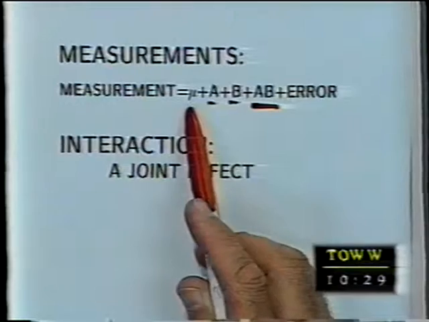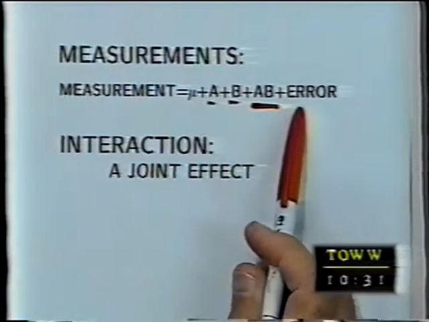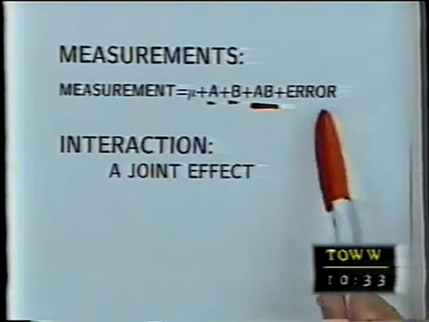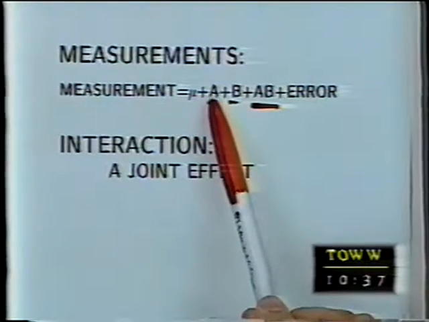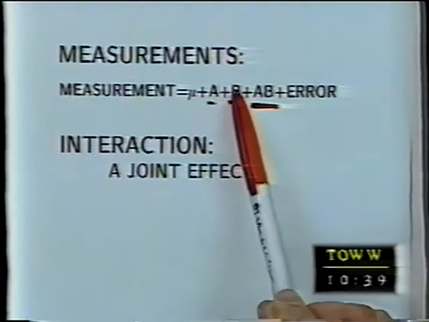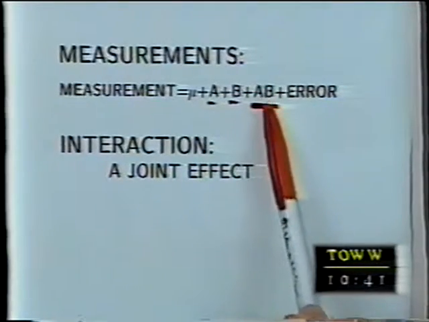All we have is an overall mean. Everybody's the same except for experimental error. In that case, there is no school effect, there's no sex effect, there's no interaction effect.